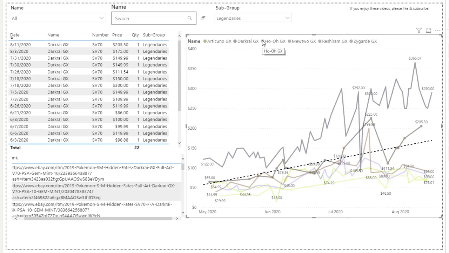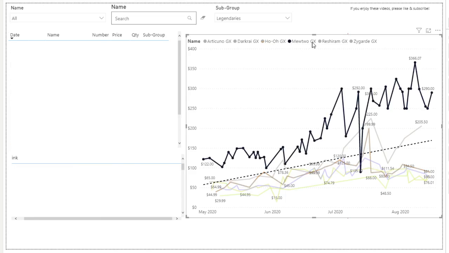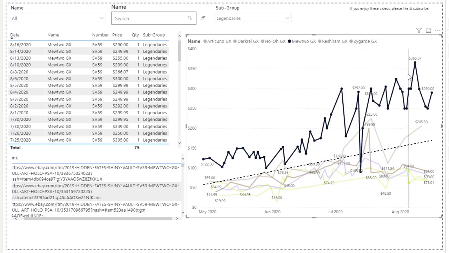Darkrai GX. That's on a pretty good slope up. Ho-Oh GX completely is flatlined. Mewtwo GX bouncing up and down. You're going to see when we go to trainers, Cynthia is doing the exact same thing where it goes up and then down, up to 300, down to 250. For this one, Cynthia, I think it was like 180 to 200 to 180 to 200, that range. But we'll see when we get there.